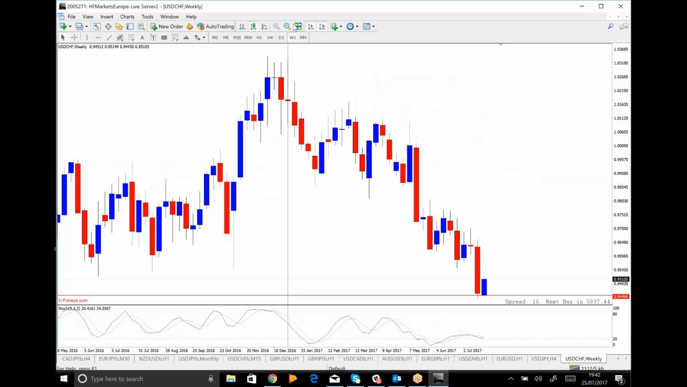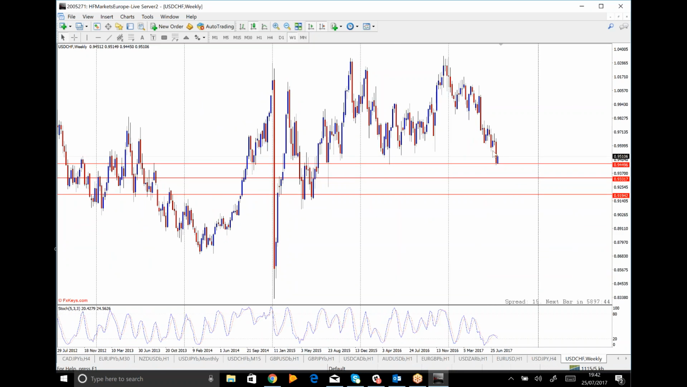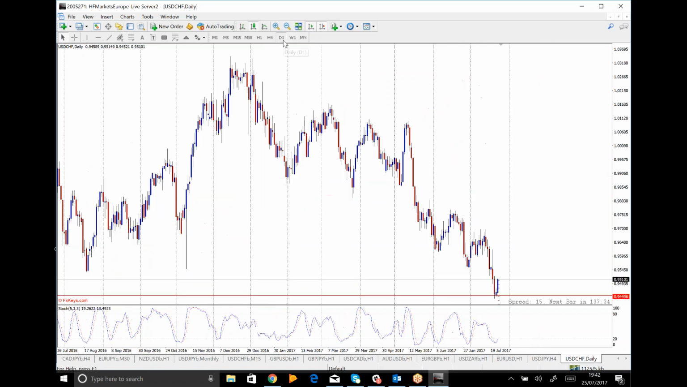Also, if we look at the weekly, we can see that we had a nice bullish reaction. It doesn't mean prices may continue dropping, but we only want the quick reaction on the 15 minutes off of the zone. Daily, I'm loving because, again, my stochastic was overbought on the daily, which is great for an intraday theme.